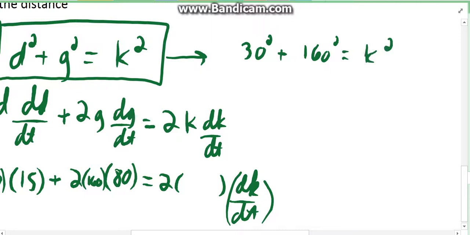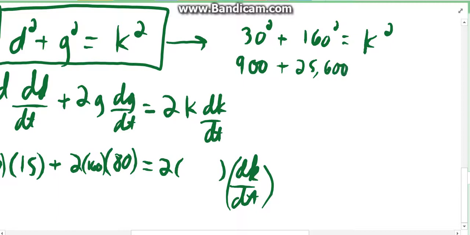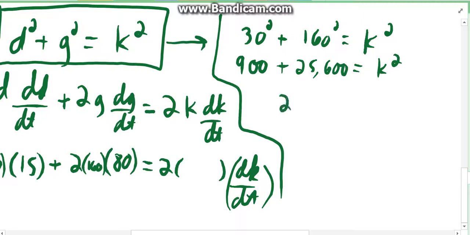And because we're never allowed to use a calculator in this class, I know it's terrible, we can do this out here. 30 squared is 900. Plus 160 squared is 25,600. And that has to equal k squared. Okay? And then we're just going to put all this together here. So 900 plus 25,600 is 26,500, and that's k squared, so k must be the square root of that.